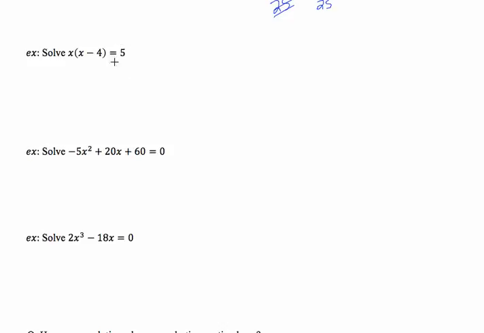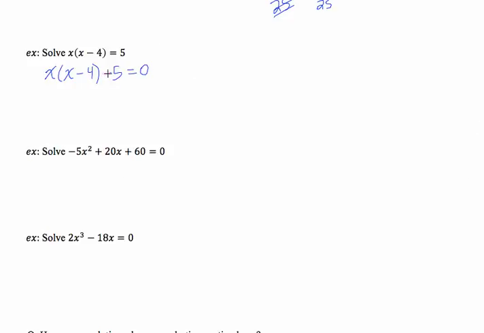So we have to get it equal to 0 on one side. So let's move the 5 over. So we'll have x times x minus 4 minus 5 equals 0. And so then you say, well, is this factored? No, it's not factored because we have this minus here.